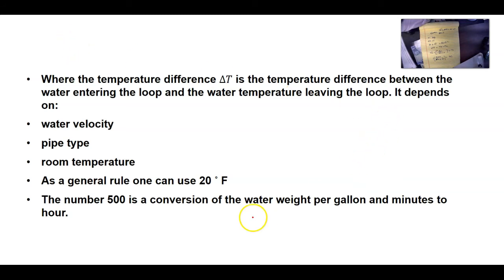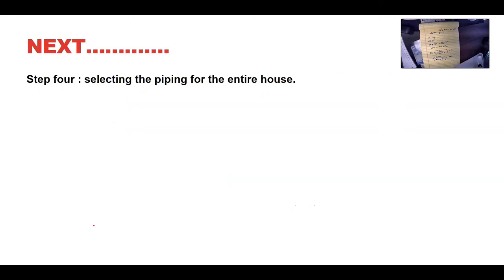The number 500 is conversion of the water weight per gallon and minutes to hours. So it's going to be constant. Okay. So this just to give you a taste of what's going to happen next week. We'll calculate the GPM, the flow rate required to go through the radiators and pipes based on the flow rate and the head. So that's the calculation of the flow rate, which is the GPM, and step 4 was selecting the piping for the entire house based on the GPM, which is the flow rate, and we will move on to calculating the pump that's required for that circuit.